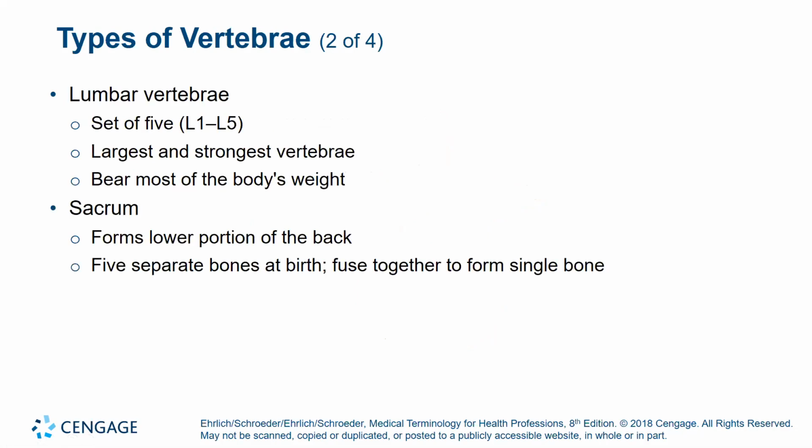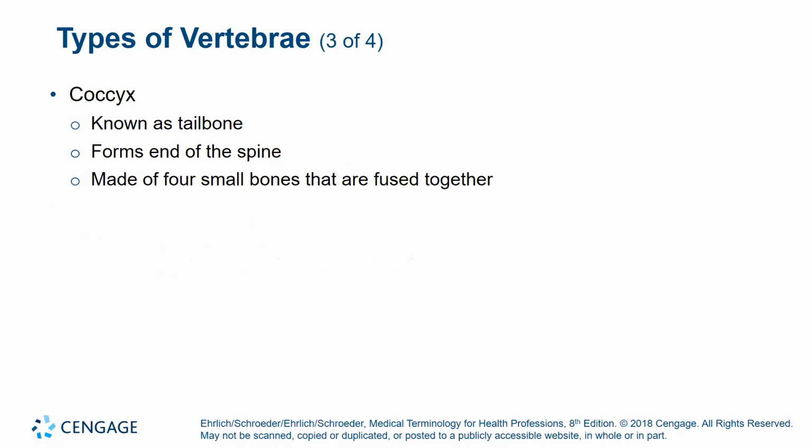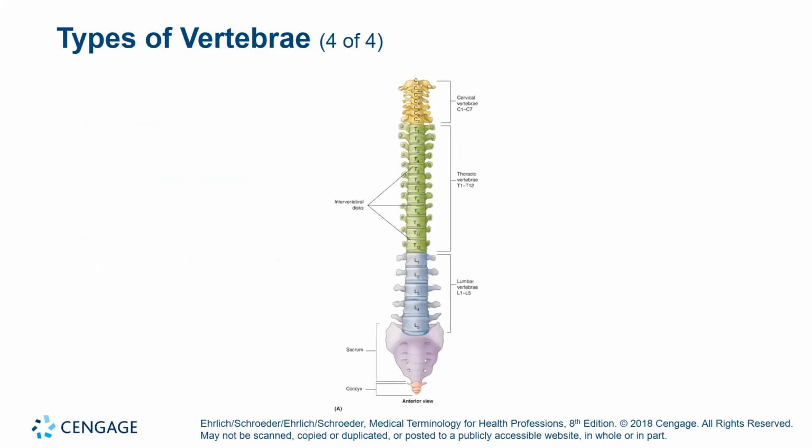We have the lumbar vertebrae. This is a set of 5, L1 to L5. This is the largest and strongest vertebrae. And this is where it bears most of the body's weight. We have the sacrum. This forms the lower portion of the back. There's 5 separate bones at birth, and they're fused together to form a single bone. We have the coccyx, also known as the tailbone, forms the end of the spine, made of 4 small bones that are fused together.